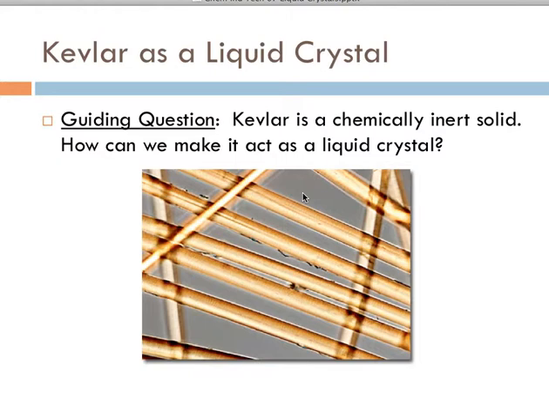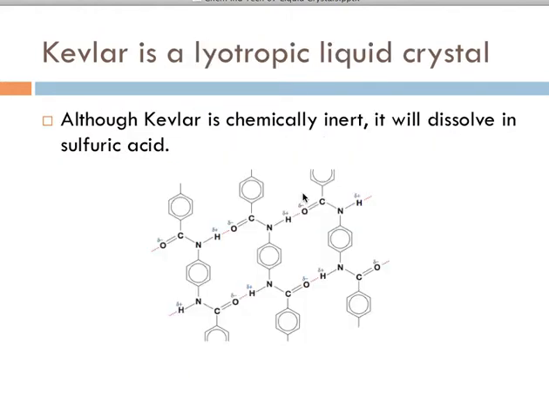Well, if we look at the structure of Kevlar, we see that Kevlar has these benzene rings attached to a nitrogen, a hydrogen, carbon. So it's got the amide group, and it's got these hydrogen bonds between these molecules. And it's these strong hydrogen bonds and these alternating functional groups that lock the entire structure of Kevlar together and make it that strong substance.